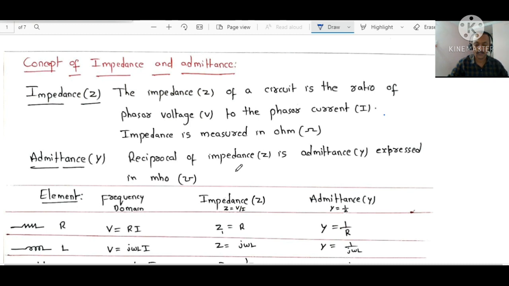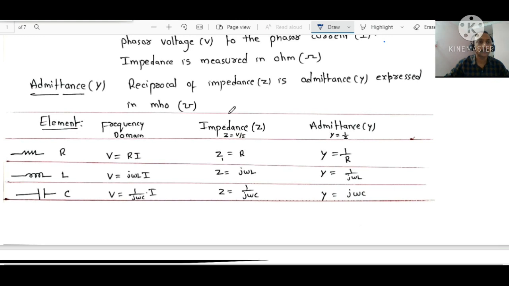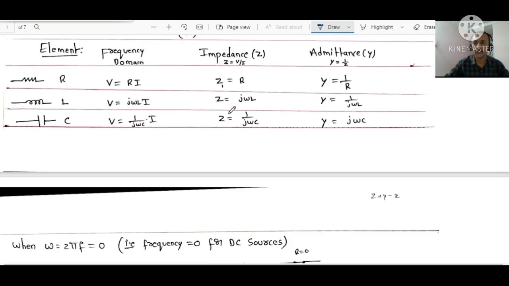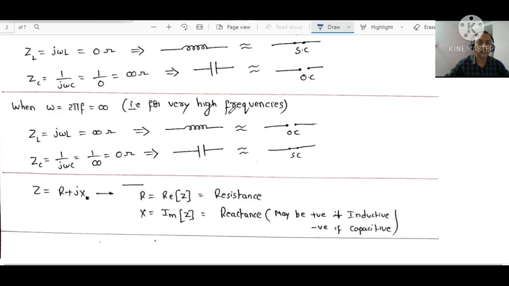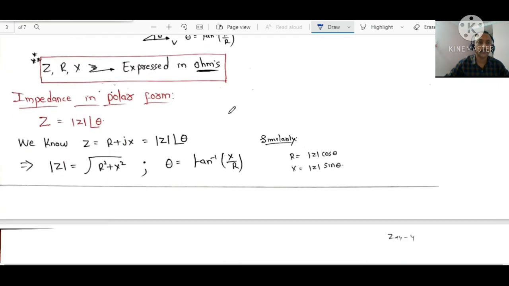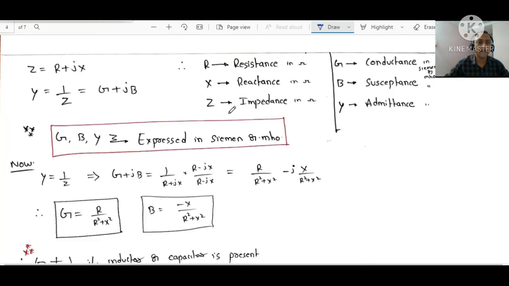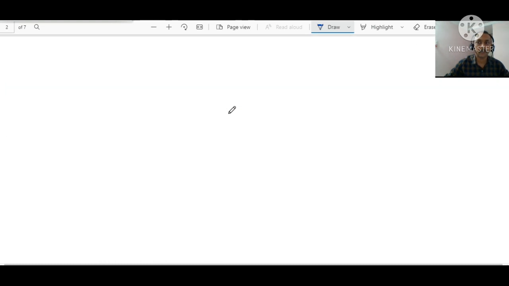In this class video, we are going to discuss the concept of impedance and admittance. By the time we complete this video, you will understand impedance and admittance for different elements, resistor, inductor, and capacitor, at different frequencies, how the impedance will be, and also how to express the impedance in polar form, and we will do some problems to calculate the impedance of a given circuit, right?